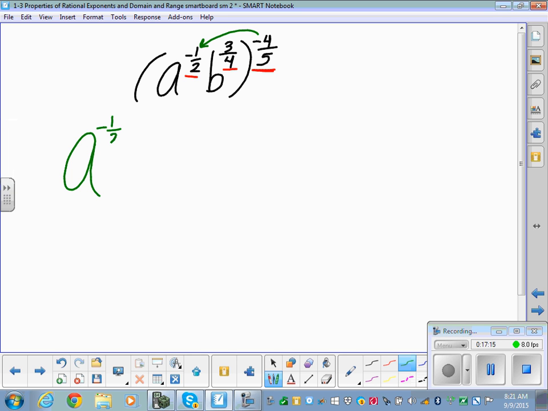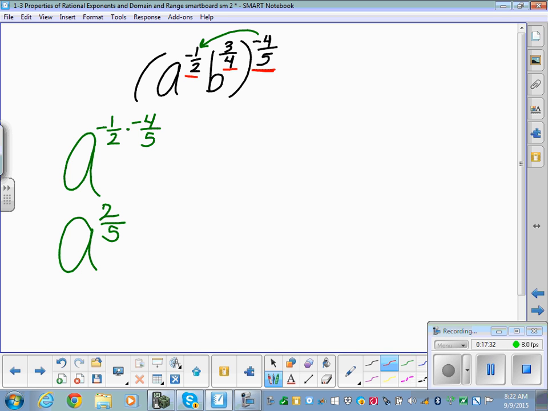We're doing negative 1/2 times negative 4/5. So I'm going to have a to the what? I'm focusing on a for a second. You should all be practicing. 2/5, good. Positive 2/5, very good. And then we're going to now do our b part here.